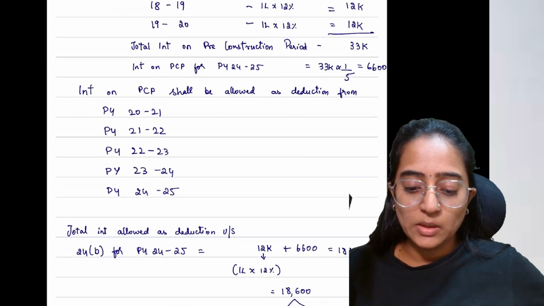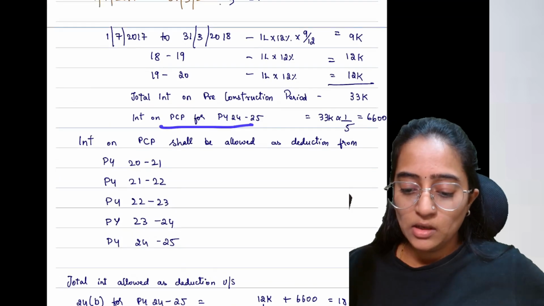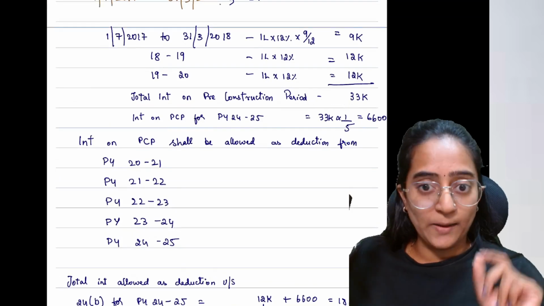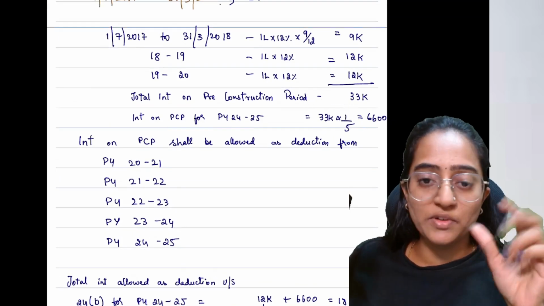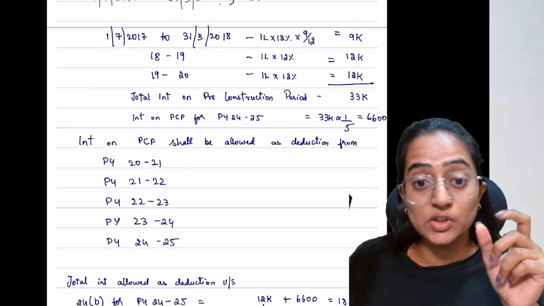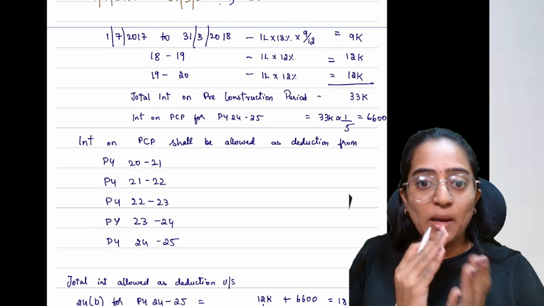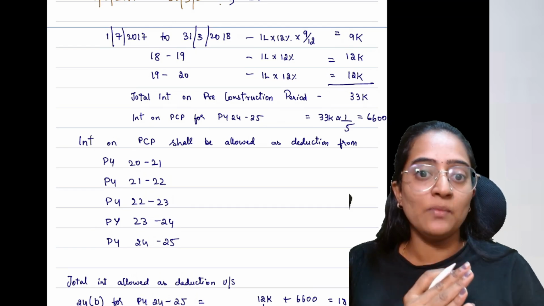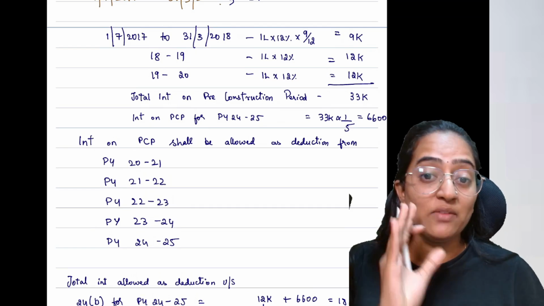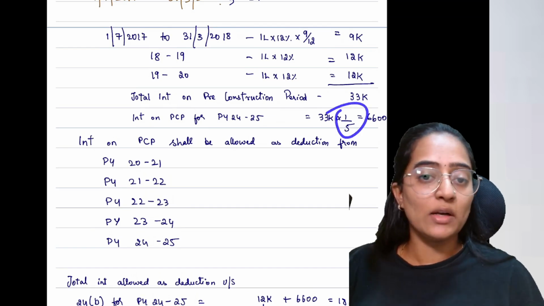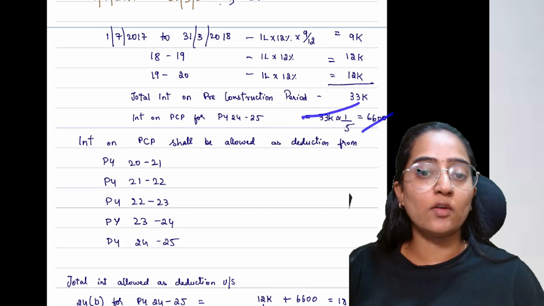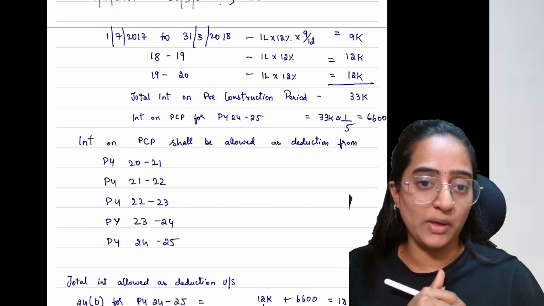The interest on the pre-construction period, whatever you have calculated, will be allowed as a deduction in 1/5 share. That is, it will be divided into 5 equal installments. So 1/5 will be allowed as deduction, and I'm going to record 6,600 as the pre-construction interest.